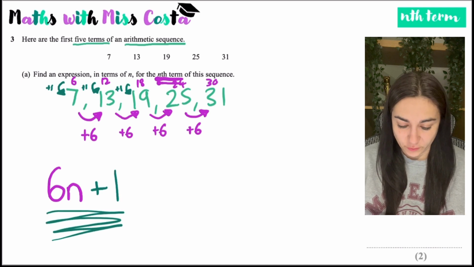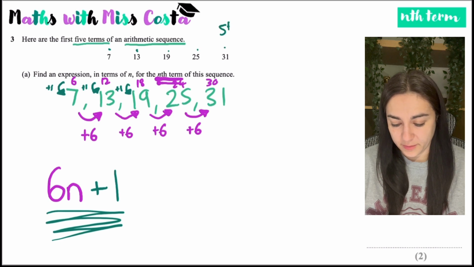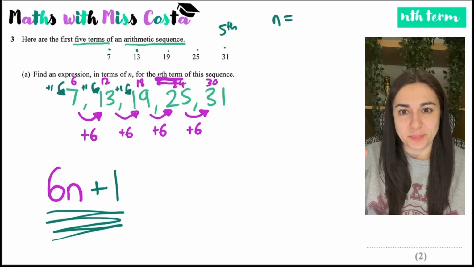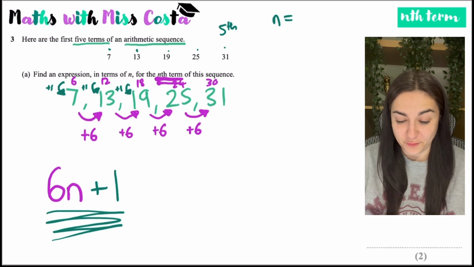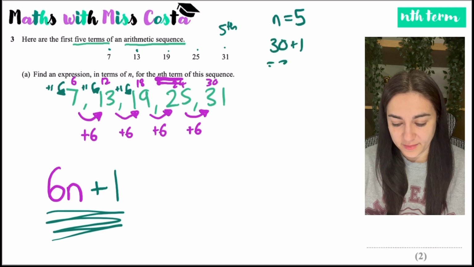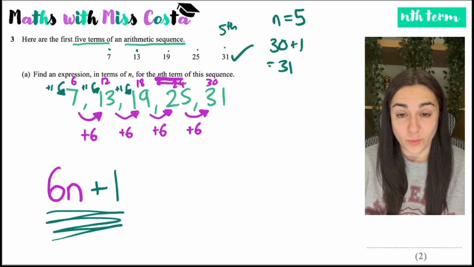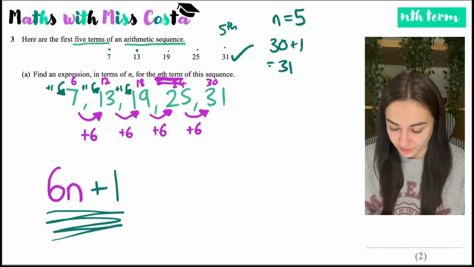To double check if you've got it right, this is the 1, 2, 3, 4, 5th term. n represents the position of the term in the sequence. So for the 5th term, n would be 5. 6 times 5 is 30. 30 plus 1 is 31, which is the value of the 5th term. So I know that I've got it right.